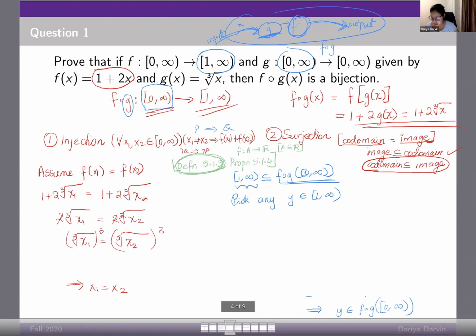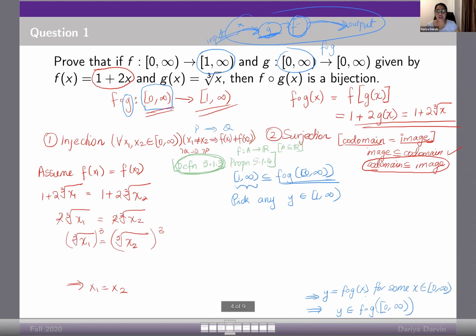Okay. So if I want to say y is in this image, the image is basically the set of all outputs. So I'm saying y is an element in the set of all outputs. If y is an element in the set of all outputs, that means y is an output. So this basically tells me I want to show that y is an output for some input x in the domain.